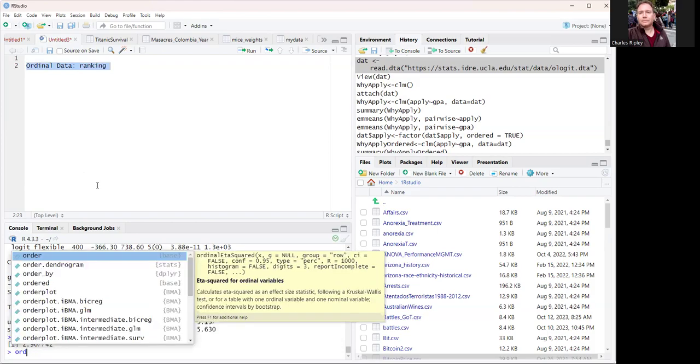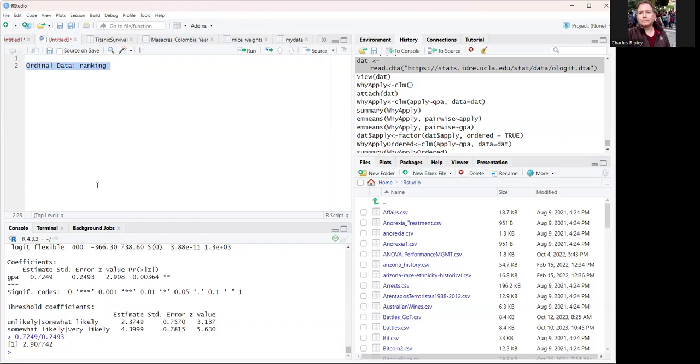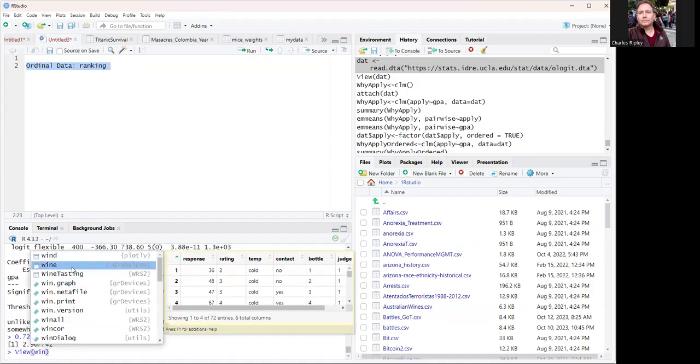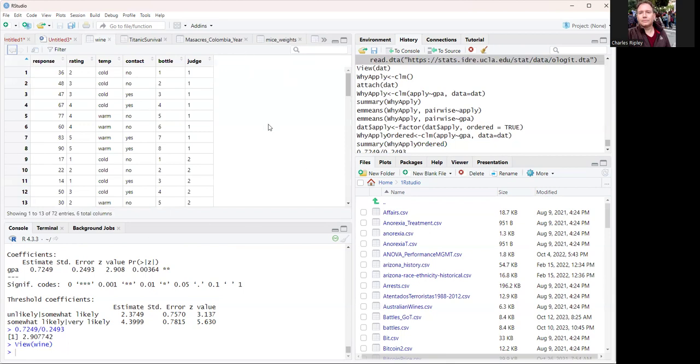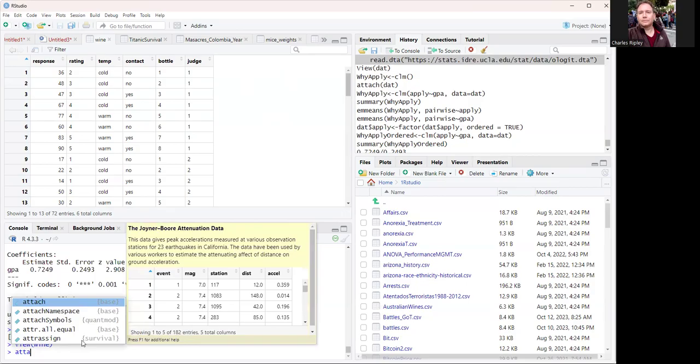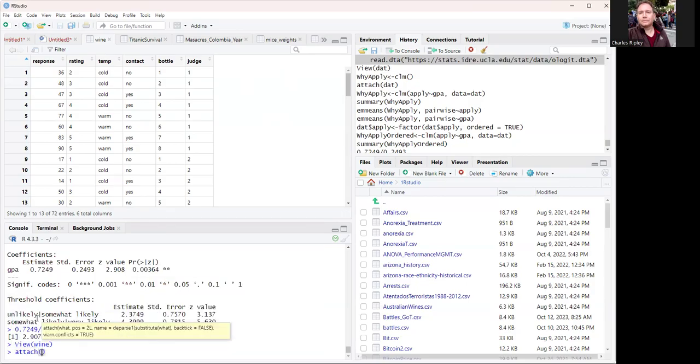After you get the ordinal package out, there is a default data set called wine. So we're going to View, capital V, wine. There it is. Very easy to get wine. All right. Now we have to attach it. I didn't know attach had two T's. So you go and attach it.